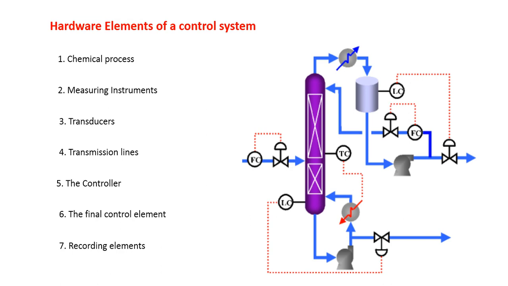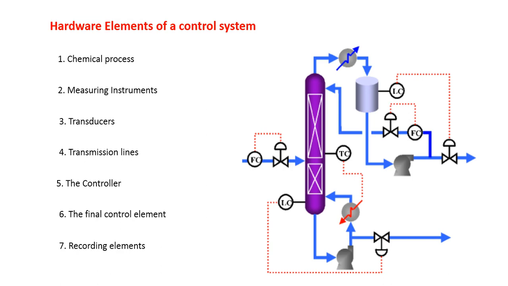Transducers. Now there are certain measurements which cannot be used for control until they are converted to some physical quantity, which can then be transmitted easily further. So transducers are used for that purpose. For example, the strain gauge. They are basically metallic conductors whose electric resistance changes when they are subjected to certain mechanical strain. Thus they can be used to convert the pressure signal into electric signals. So this is the work of a transducer.